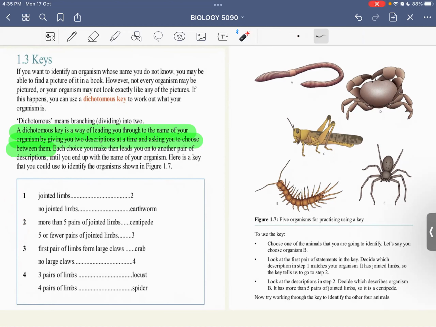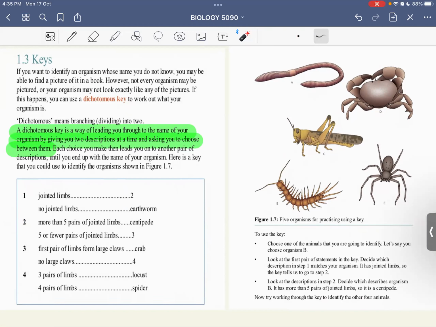Achha, what does step 3 tell us? Decide which describes organism B. It has more than 5 pairs of jointed limbs, so it's a centipede. Achha, more than 5 hai, to unhone kaha ke, look at the description in step 2, decide which organism describes B. It has more than 5 pairs of jointed limbs, so it's a centipede. ठीक है, ये step 2 तक ही हमें पता चल जाएगा, हमें आगे जाने की जरूरत नहीं है.